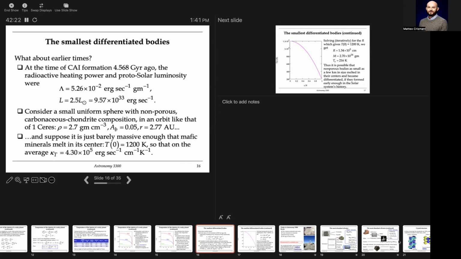Okay, so let's throw some numbers in there. Ceres, it has a carbonaceous chondrite. So what was the density of rocks again? Okay. Yeah, 3.5 is good. So maybe this is less dense than the silicate rocks we were looking at before. That's fine. They're more carbon-based. Very low albedo, 5% reflectivity, and it's farther than the Earth, so it's receiving less light, right? Okay, and so it's just barely massive enough that minerals melt in its center. So if we use T0, or that earlier one, we find that T0 is 1200 degrees.